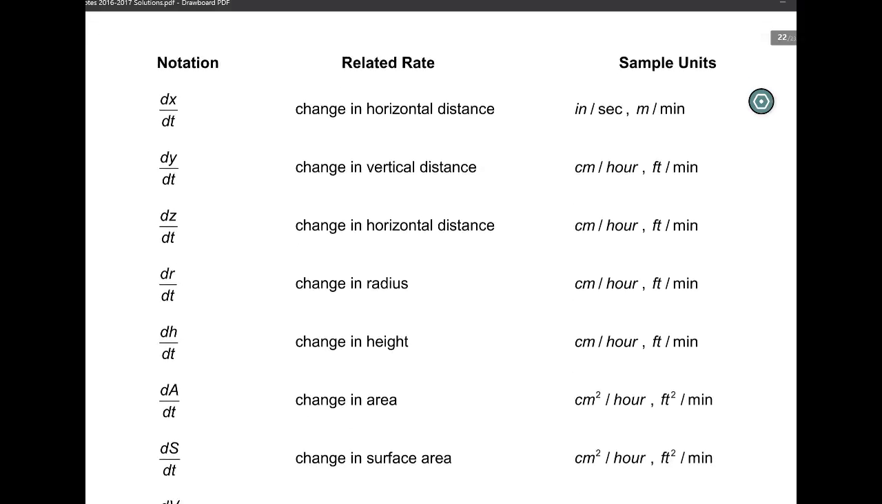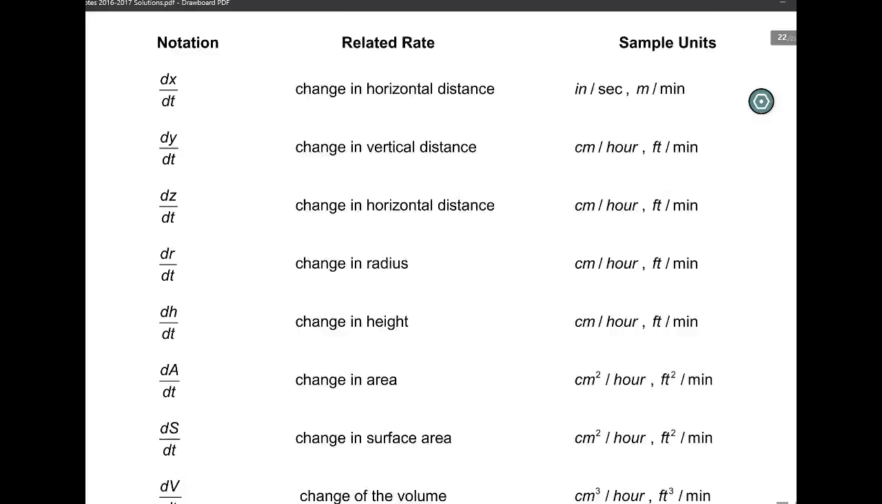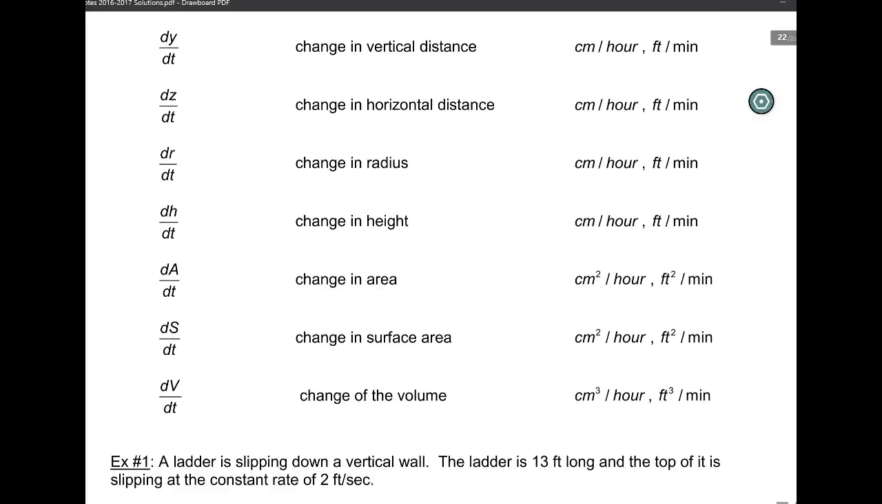Okay, so here's some examples of what related rates would look like. So sometimes they'll say a change in the horizontal distance, so we'll call that dx dt. This is just notation. And then here's some sample units, inches per second, meters per minute. dy dt, maybe that's a change in the vertical distance. dz dt, dr dt, change in the radius. dh dt, change in the height. dA dt, change in the area.